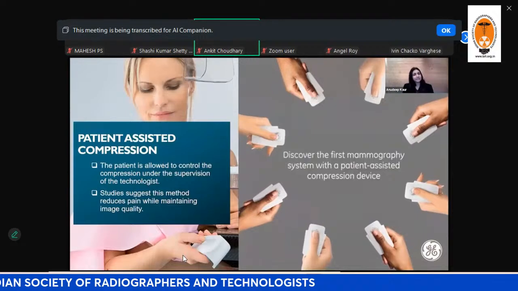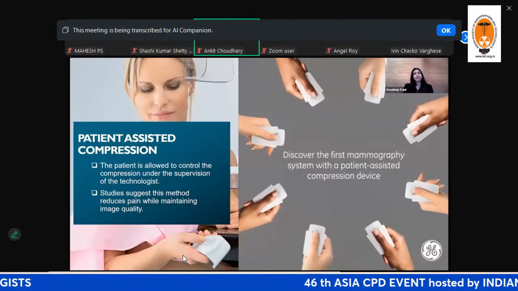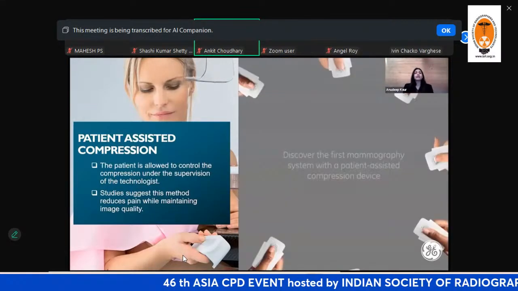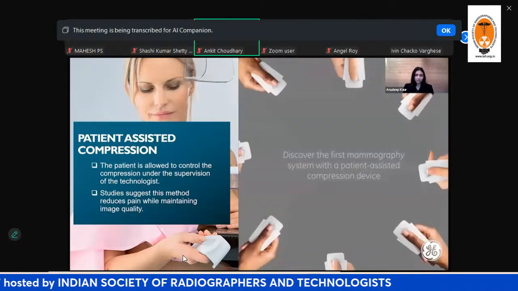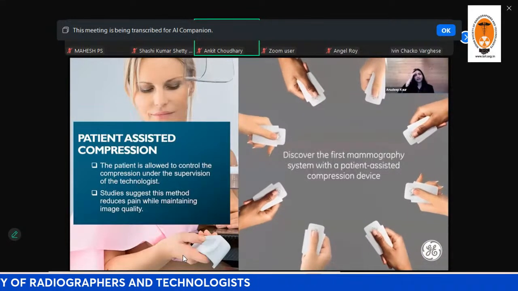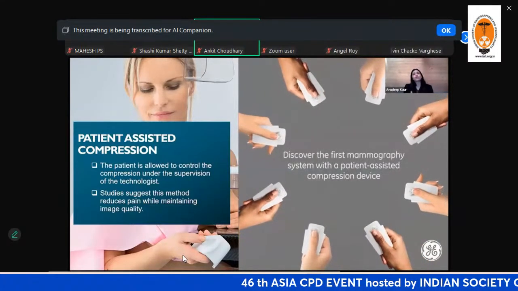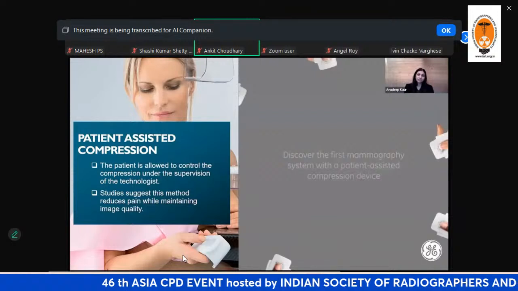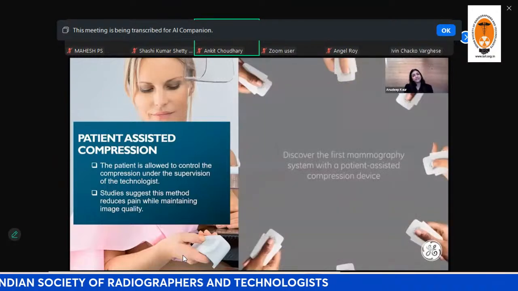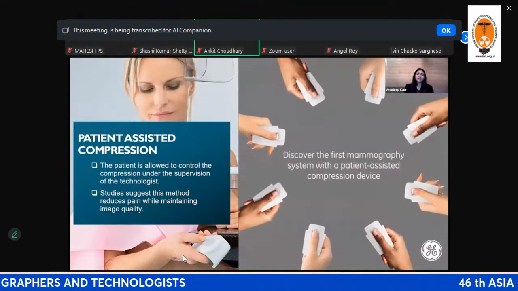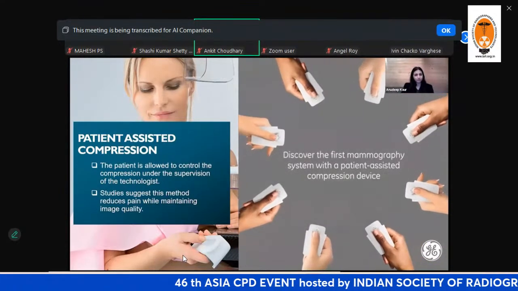Another innovation that we are seeing in the system is patient assisted compression. Here the study is still in a prototype stage, and only one center has employed it, but it has proven to give very good results, and a lot of patients benefit from the process. In this process, patients are allowed to control the amount of pressure given to the breast under the supervision of a technologist. The initial compression is given by the technologist, and further compression is determined by the patient's pain sensitivity, and they have control of how much compression they want to take or where they want to stop. This really helps their comfort and gives a good result.